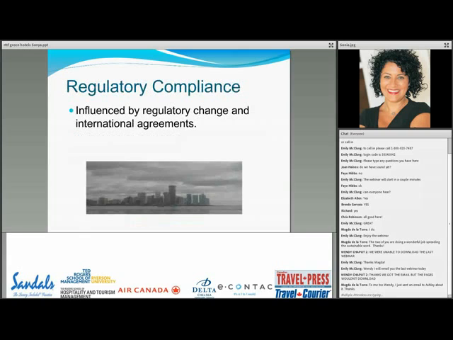In terms of regulatory compliance, I think hotels are really trying to stay ahead of it, but a lot of initiatives are influenced by regulatory change and international agreements. When we look at things like carbon taxes that are potentially going to be created, or within municipalities, waste management fees, especially for hotels, that spurs this idea of regulatory compliance. Hotels really need to stay one step ahead of the game so they're not caught with costly initiatives in the end.